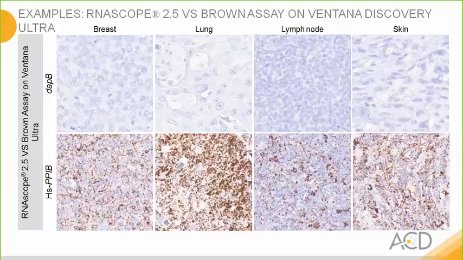Here's an example of the staining with the 2.5 VS brown assay on the VENTANA Discovery Ultra. The top row is the DAPB negative control, and the bottom row is with the human PPIB positive control probe on 4 different tissue samples: breast, lung, lymph node, and skin. You'll see a clean DAPB negative control, no background, and high robust staining with the human PPIB control probe.